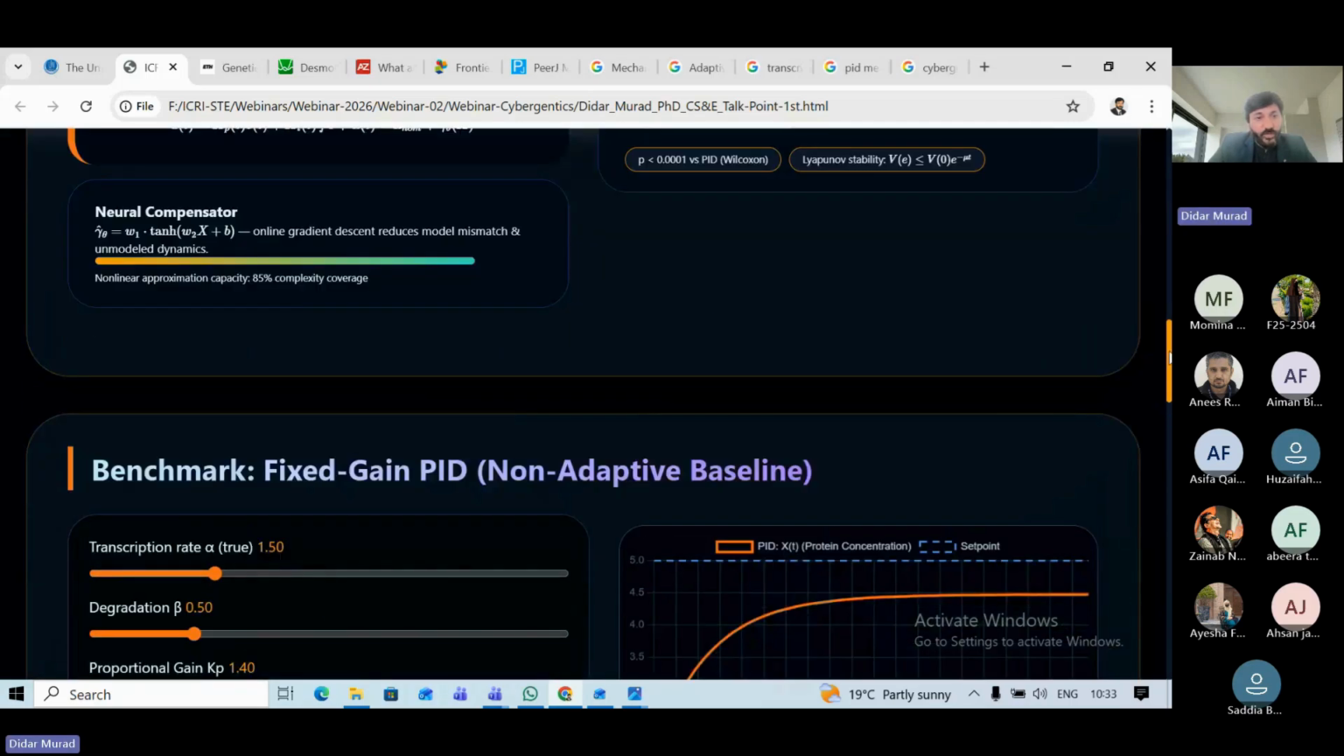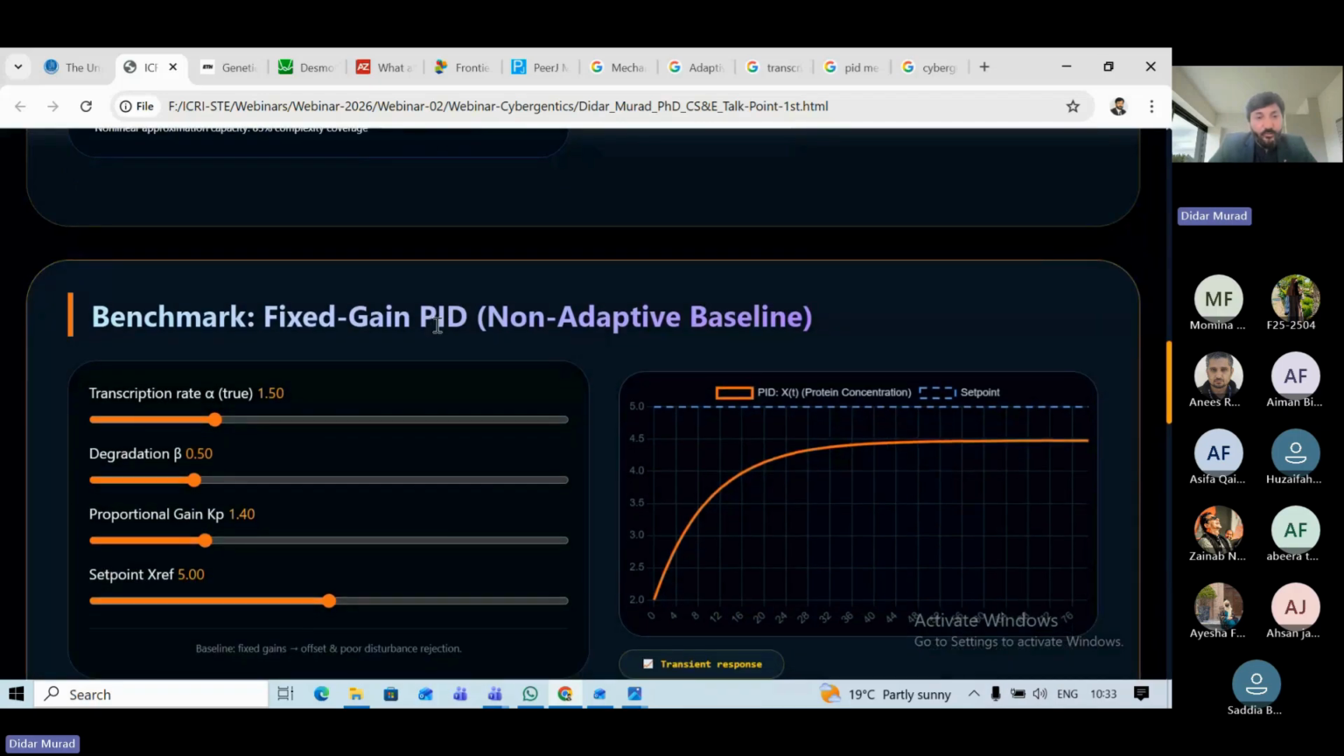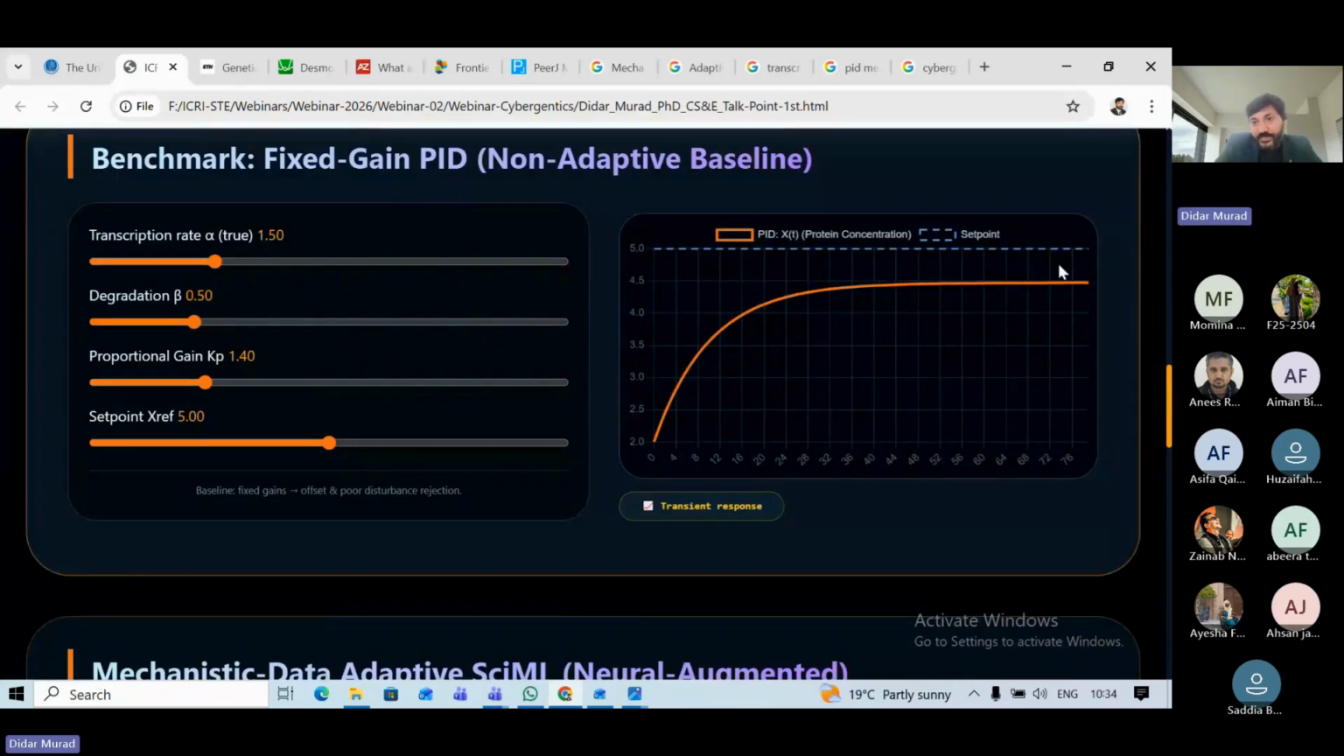I want to come to my demo about the PID controller. Look here, PID controller: proportional, integral, differentiation controller. This is the traditional controller. It is available in Simulink. Reference value means the set value. These X's indicate protein concentration. I'm using my PID controller.